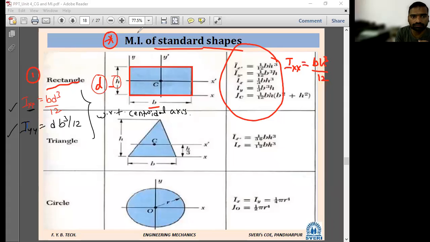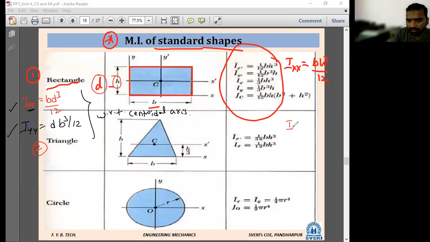All of you write down the second one. Second one is triangle. Triangle. So where is its centroid? This is the centroid. Okay. This is C. He has given C.